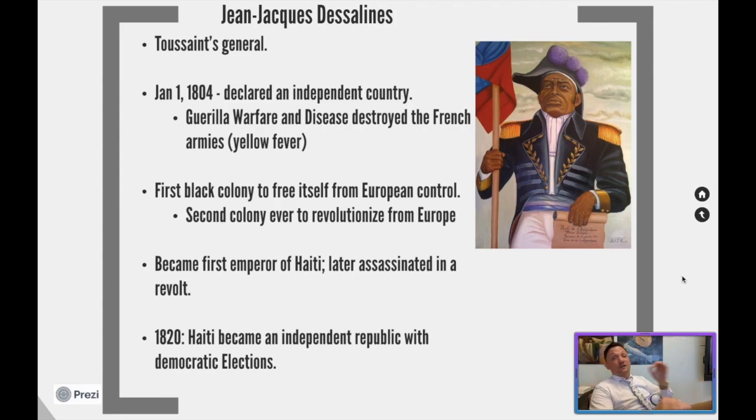But that right there is where we're going to end this flip. We'll talk more about it, and we'll go a little bit deeper in our warm-up tomorrow. We'll talk a little bit more about Toussaint Louverture, Jean-Jacques Dessalines, and all these other characters as well, and we'll get a little bit more intense with it, okay?